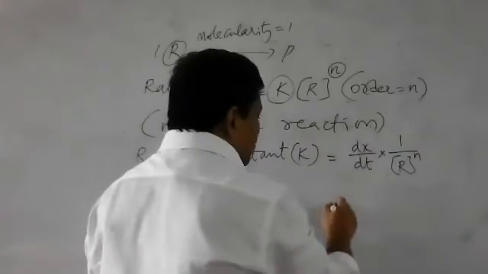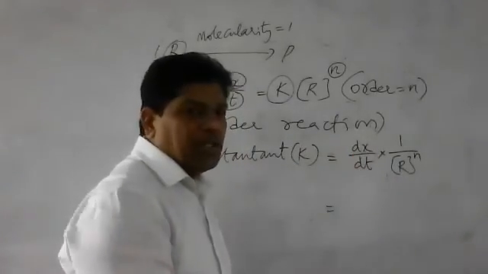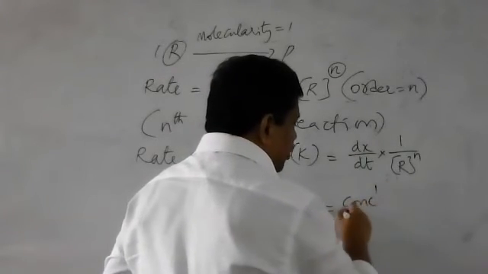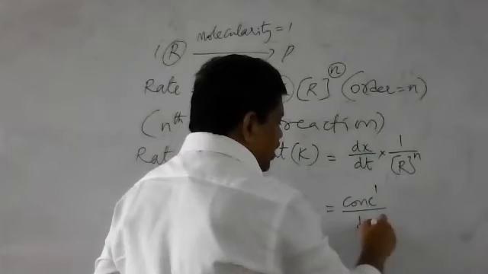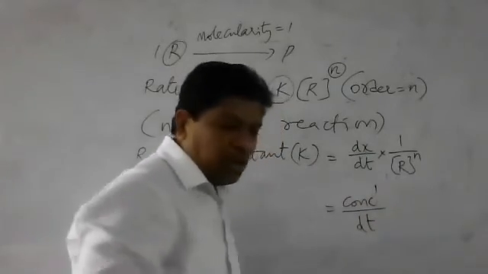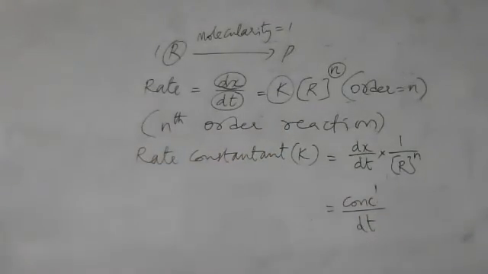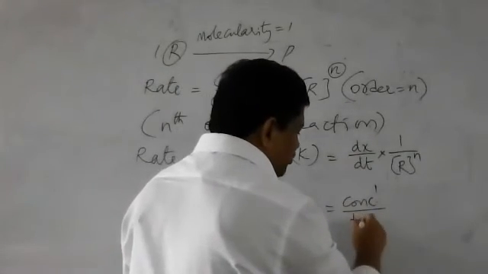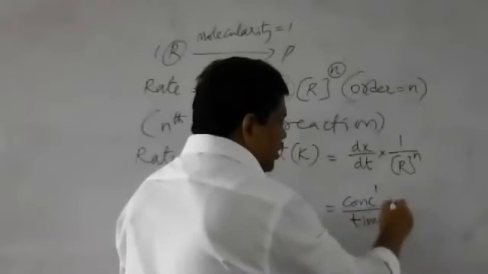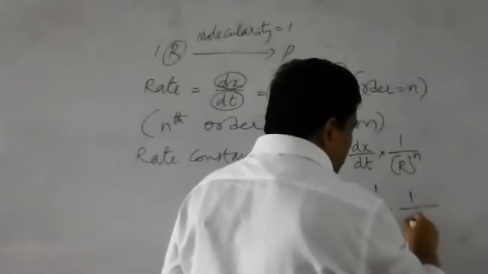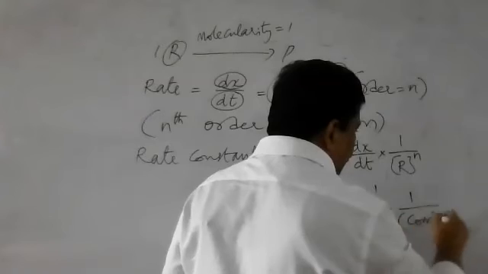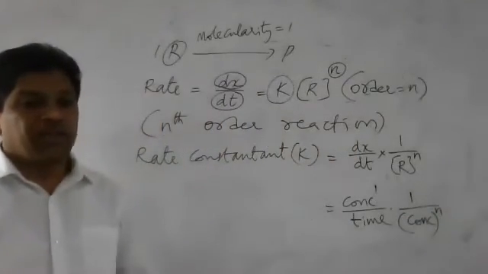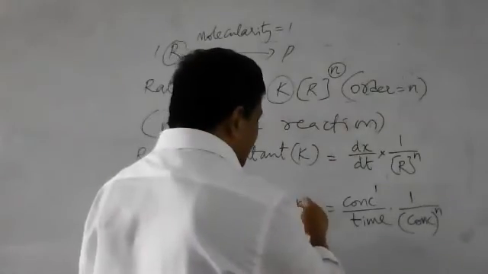Now, what does it mean? dx is nothing but change in concentration. Change in concentration means concentration to the power of 1, by dt. dt means change in time. So I'm writing time: concentration by time, into 1 by concentration to the power of n. n is the order of reaction. So now K is equal to what? Therefore, K.